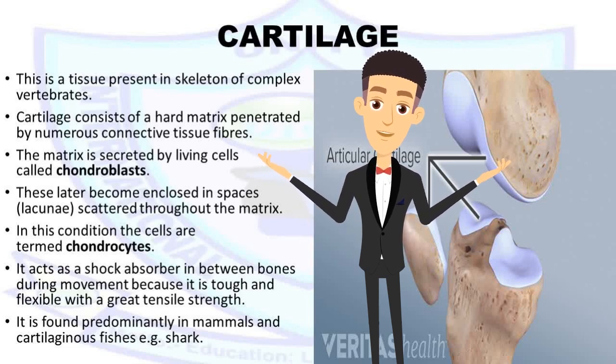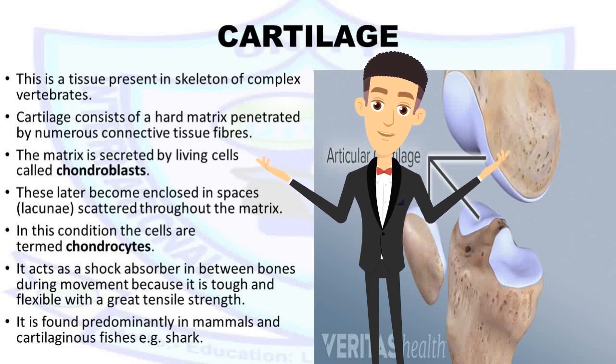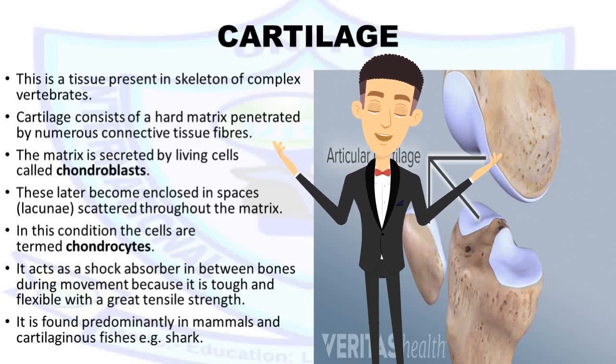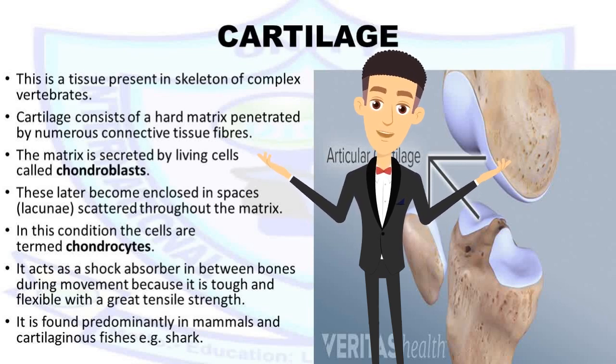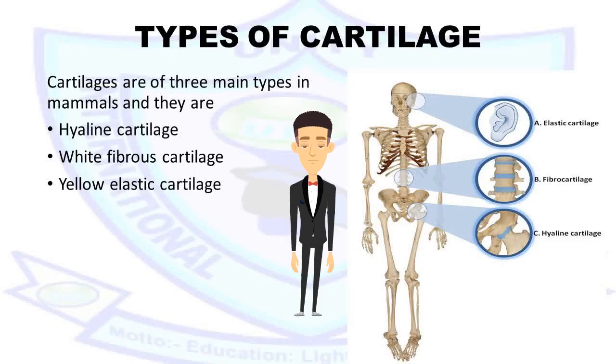The matrix is secreted by living cells called chondroblasts. These later become enclosed in spaces, lacunae, scattered throughout the matrix. In this condition the cells are termed chondrocytes. It acts as a shock absorber in between bones during movement because it is tough and flexible with a great tensile strength. It is found predominantly in mammals, e.g. humans, and cartilaginous fishes, for example shark.